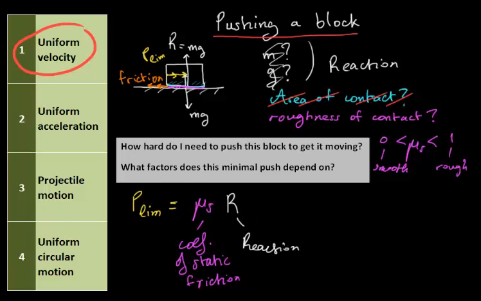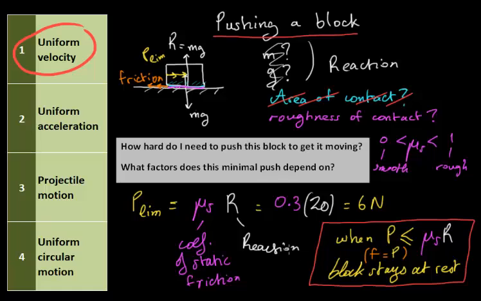So if I have a roughness of 0.3, and a reaction force of, let's say, 20 newtons, which would correspond to having a mass of about 2 kilograms in this situation, well, it means that the limit pushing force is 6 newtons. I need to apply 6 newtons to this block to budge it away from its position.